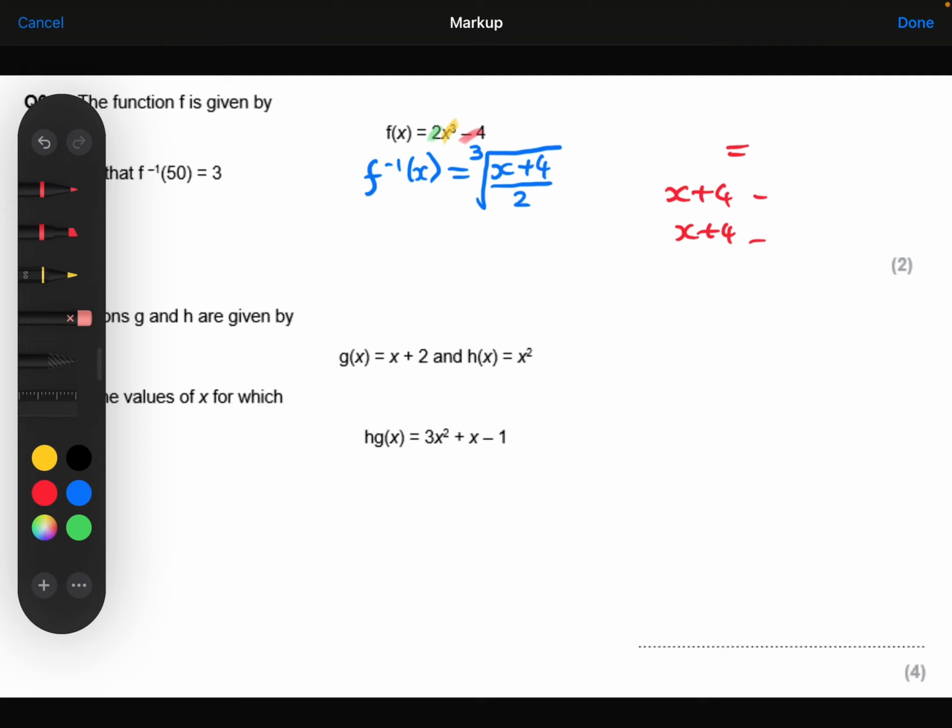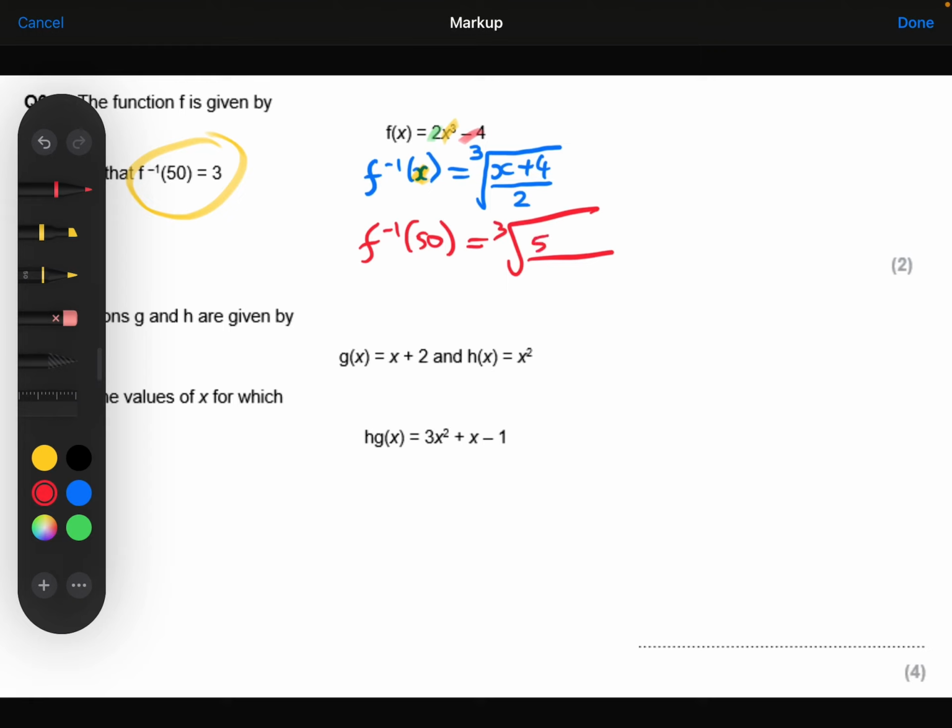But once we've got the inverse function, let's just go back and remind ourselves what the question said. We have to substitute 50 into this. So the cube root of 50 plus 4 divided by 2. 50 plus 4 is 54. Divided by 2 is 27. The cube root of 27 is 3, which is what we needed to show.